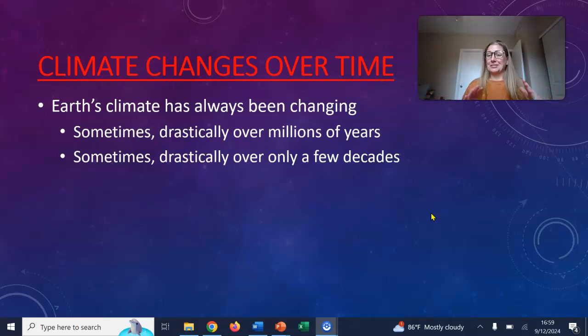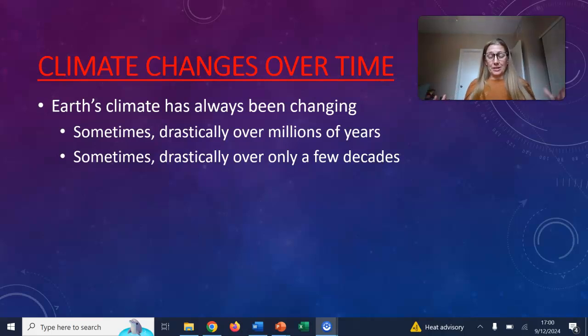We should be aware of the fact that climate does indeed change over time. Earth's climate has always been in some sort of fluctuation. It has not been the same for all 4.5 billion years that the planet has been around. Sometimes climate can change drastically over a long period of time, sometimes over a short period of time. What we are mostly going to focus on here is how climate has changed over a short period of time.